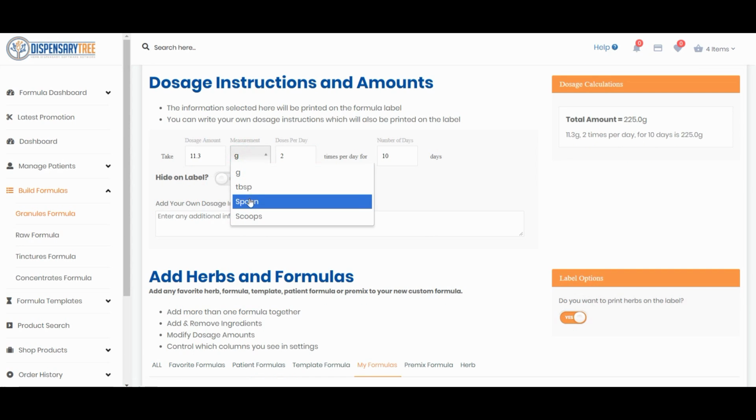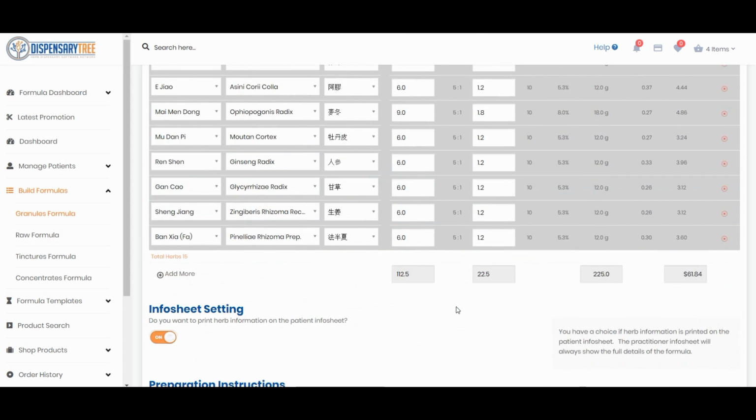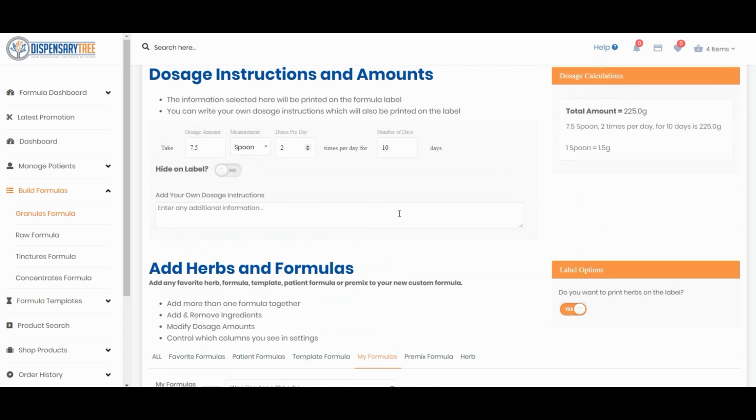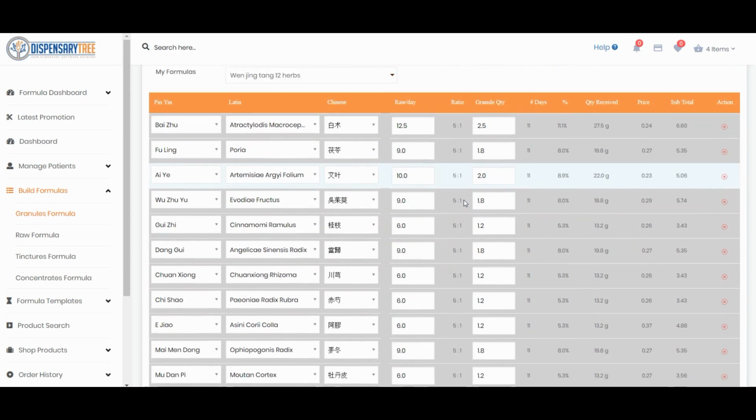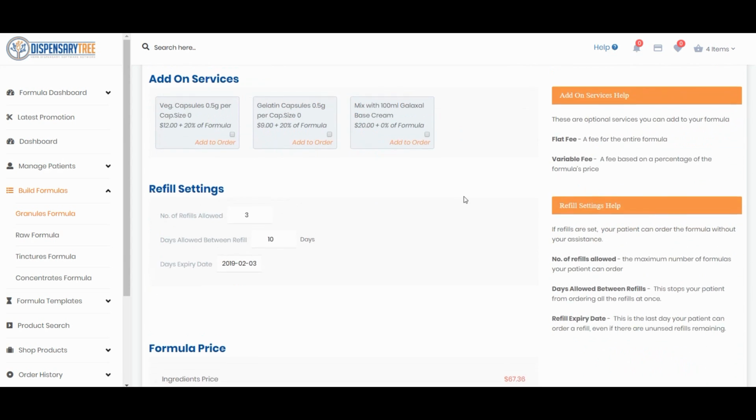And again, if you wanted to convert it to just spoons, so in my dispensary, 1 spoon is 1.5 grams. So they're going to take 7.5 spoons 2 times per day for 10 days, and that will be exactly the amount that they need. And if you wanted them to have a little bit more, just in case, you could be like 11 days. Some people, they have big rounded spoons, and that can change things. And that's all. That's daily dose mode, and everything else is the same.